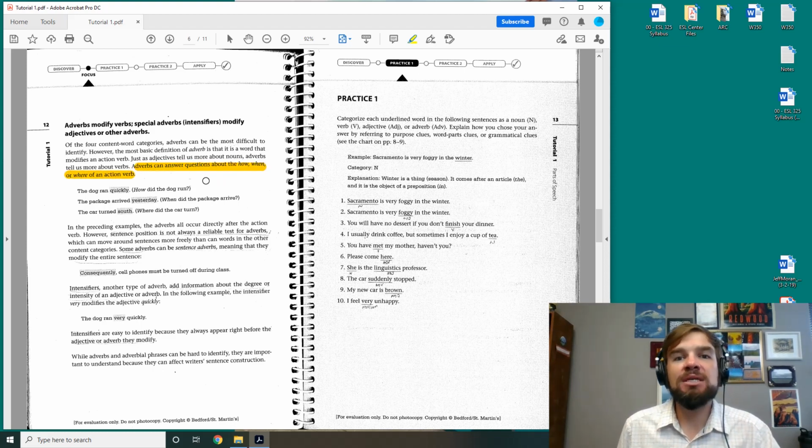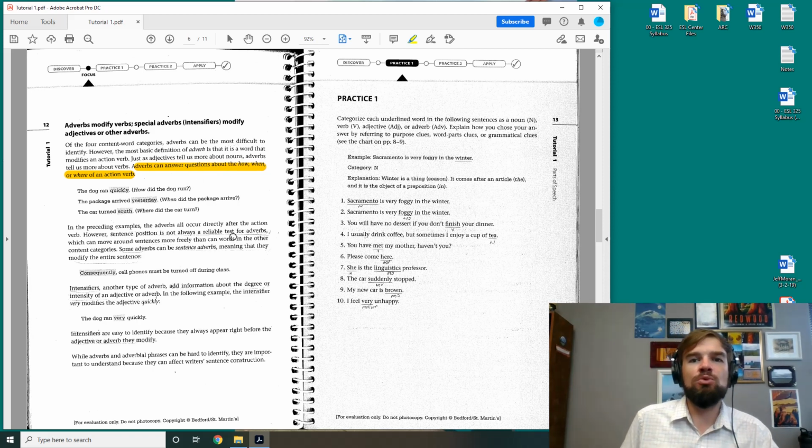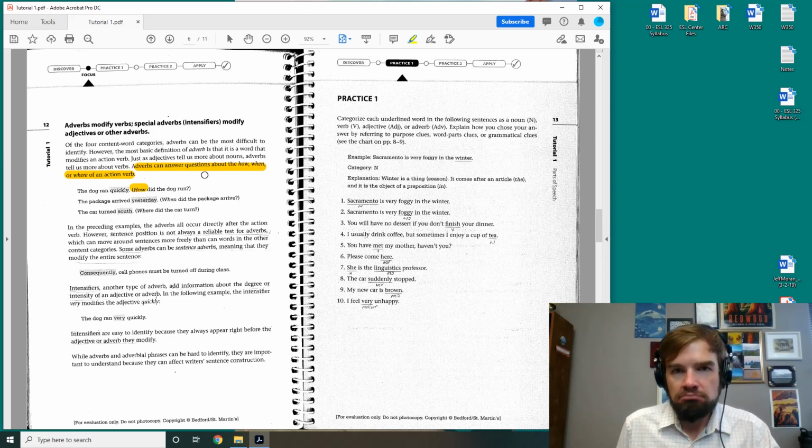I'm highlighting that because it's a really important idea to think about the function, right? What does a word do in a sentence? So, for example, the dog ran quickly. How did the dog run? Quickly. The package arrived yesterday. When did the package arrive? Yesterday. Are the wheels starting to turn in the brain when you're like, wait, Jeff, yesterday is an adverb? Yes, a lot of time words are adverbs.